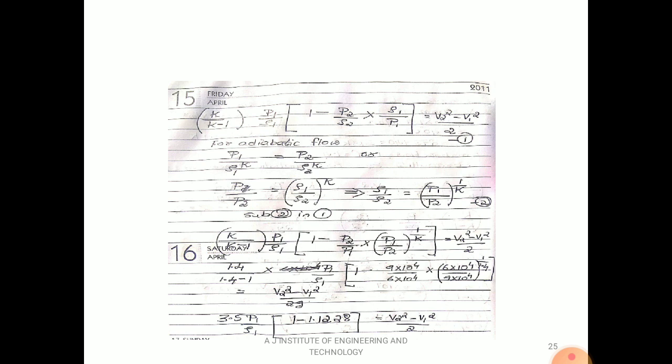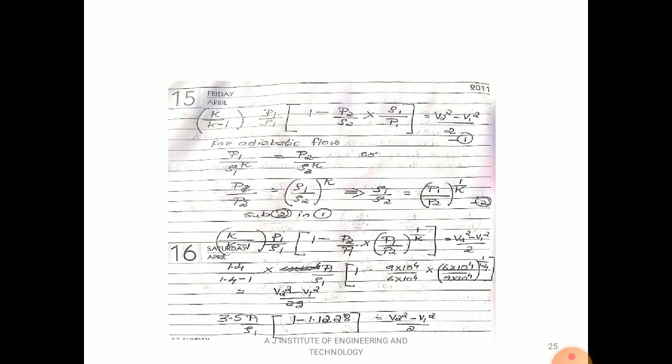Now you can back substitute rho 1 by rho 2 in equation 1. So k by k minus 1 into P1 by rho 1 into 1 minus P2 by P1 into P1 divided by P2 to the power 1 by k equals V2 squared minus V1 squared divided by 2. So you can just substitute the values of k, P2, P1 and V1.